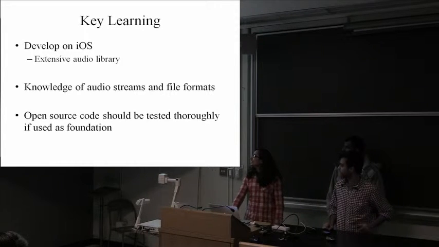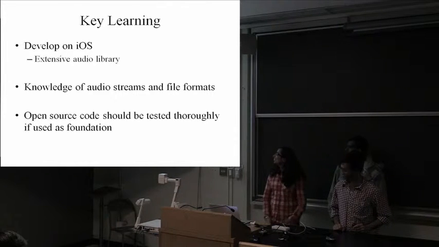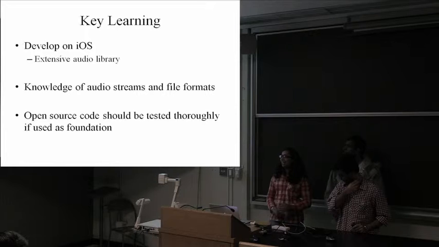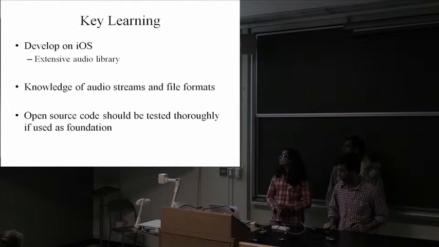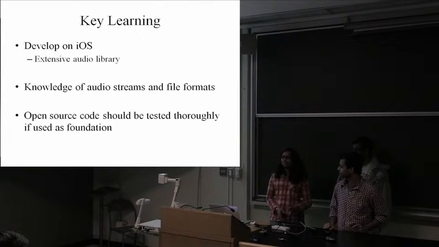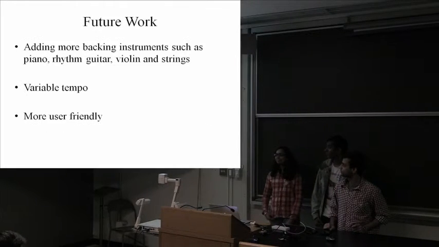Another thing that we learned was that if you're planning to start from open source code and build on top of it, it's better to make sure that the source code works perfectly and has been tested thoroughly, and only then build on top of it, because errors in the source code may lead to errors in your development in the end.